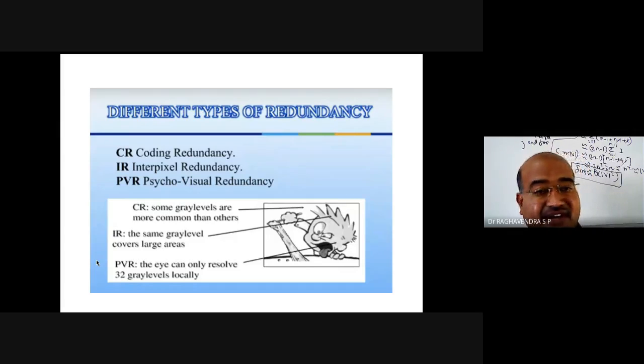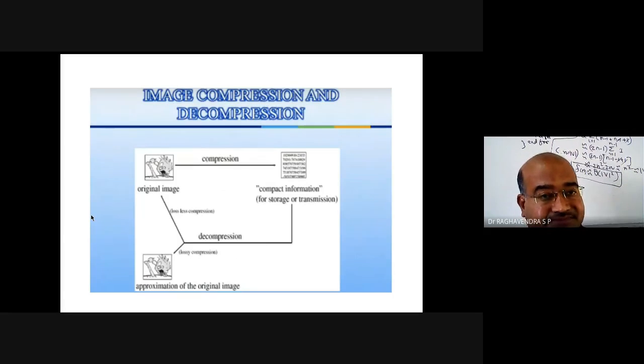So for this type of redundancy, there are 3 standard types: coding redundancy, interpixel redundancy, and psycho-visual redundancy. Today our discussion is going to focus on interpixel redundancy. So this is the image compression model, how image compression can be done. That is compression as well as decompression. We can also call it the image compression model.